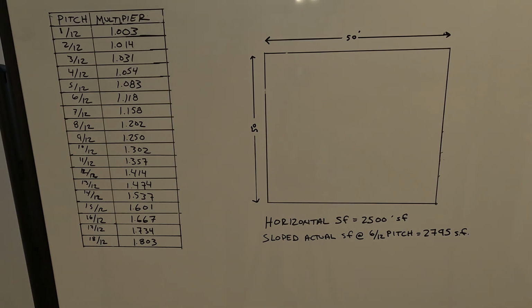So just to recap, we have our pitch, which we determine on the roof. Then we have our multiplier corresponding to each pitch. So you can see here, when you start to get onto steeper areas of your roof, you're multiplying your horizontal square footage by quite a bit, like 1.5 times. So that's going to make a huge difference in the materials you're ordering. So just be aware of that.